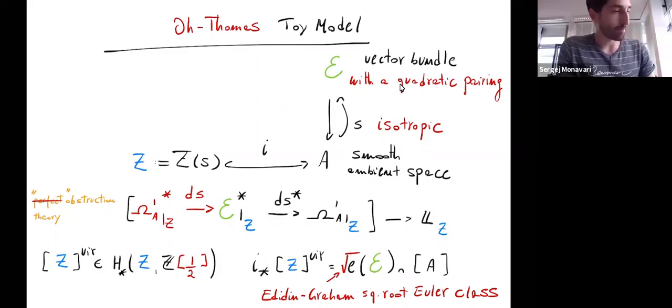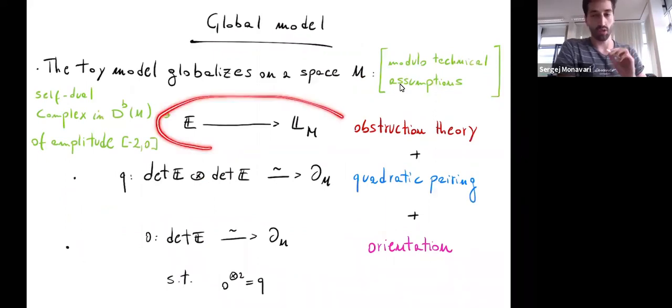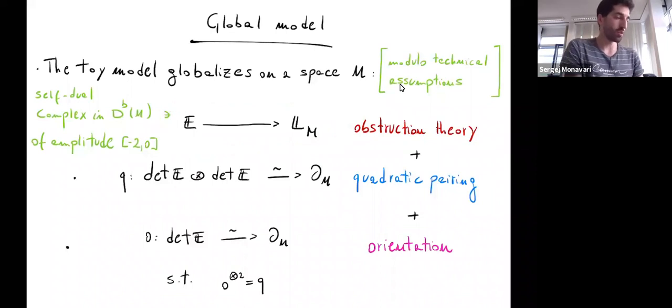Yeah, thanks. So let me explain briefly, modulo some very technical assumptions which involve a bit of derived algebraic geometry, how you should think of globalizing this construction. It is the following. Again, you start with a space M. Then you want an obstruction theory. And the point is that it's not perfect anymore.